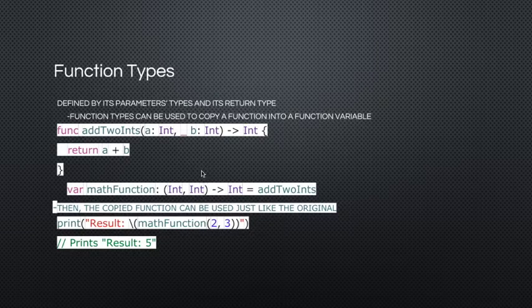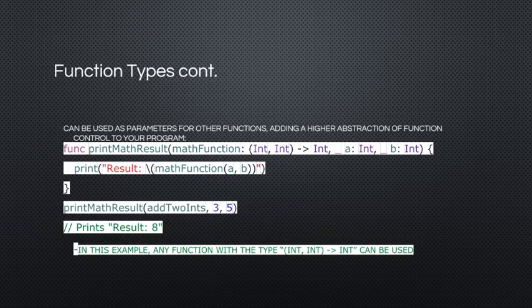So let me see if I can find a good example of this here. So you have this function, add two ints, and then you just define a variable math function, and you define its type explicitly right here, and you set it equal to add two ints that you defined earlier. So that works. Now math function is the exact same function as add two ints, which is pretty cool. And there's a use of it.